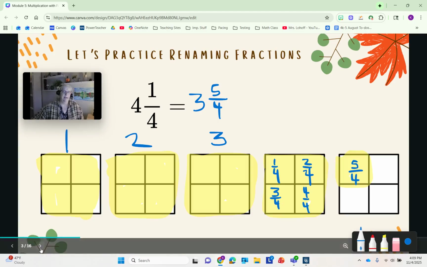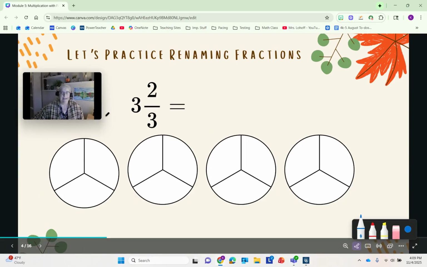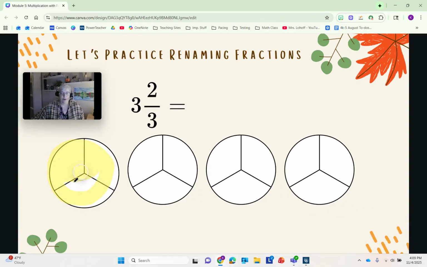Let's rename another mixed number. Here we have 3 and 2/3, and we want to find out what that would be equivalent to if we renamed it. This is one whole. Here's another whole circle. Here is a third whole circle. That's 3 whole, and then we have 2/3 of the remaining. So here's 1/3 and 2/3.